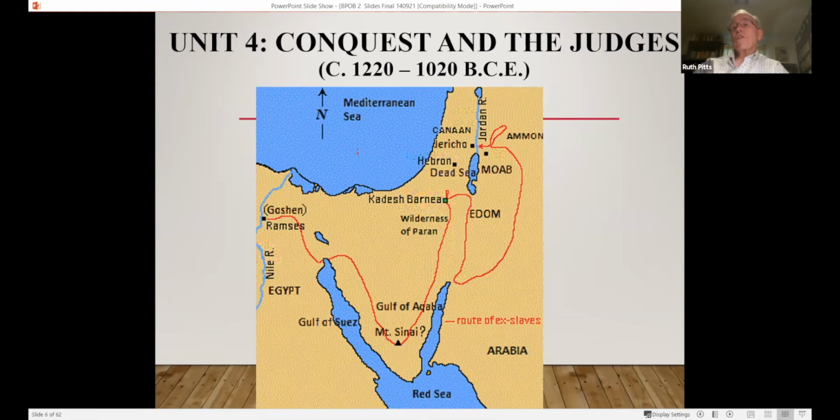Now, it's important to see Edom and Moab are here, but they were not established as kingdoms before 1300. Archaeology has shown us that. So that helps us date the time of the Exodus. Now, in Israel itself, you can see Hebron, Jericho. Canaan is the name, the earliest name there, because of the residents, the Canaanites.